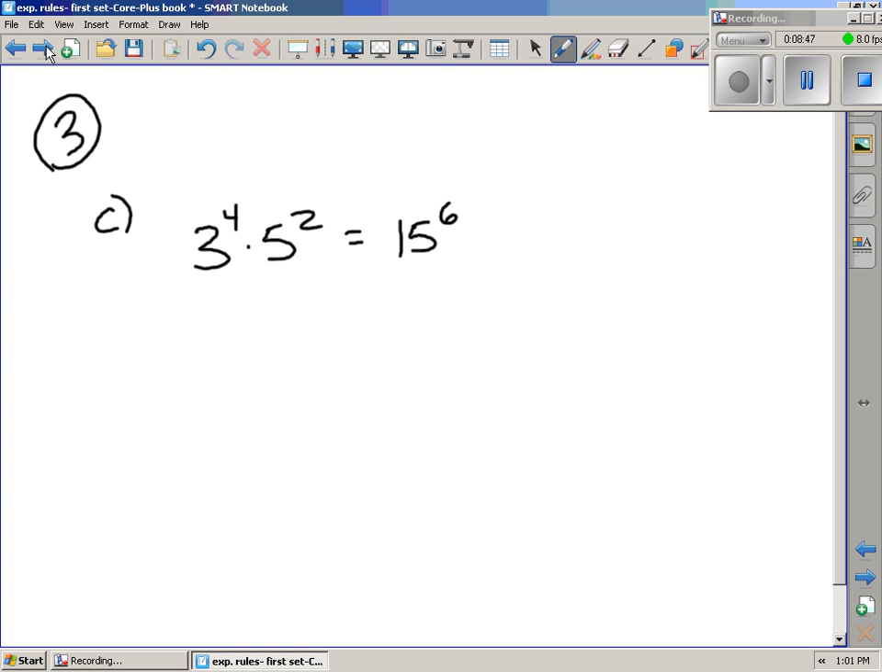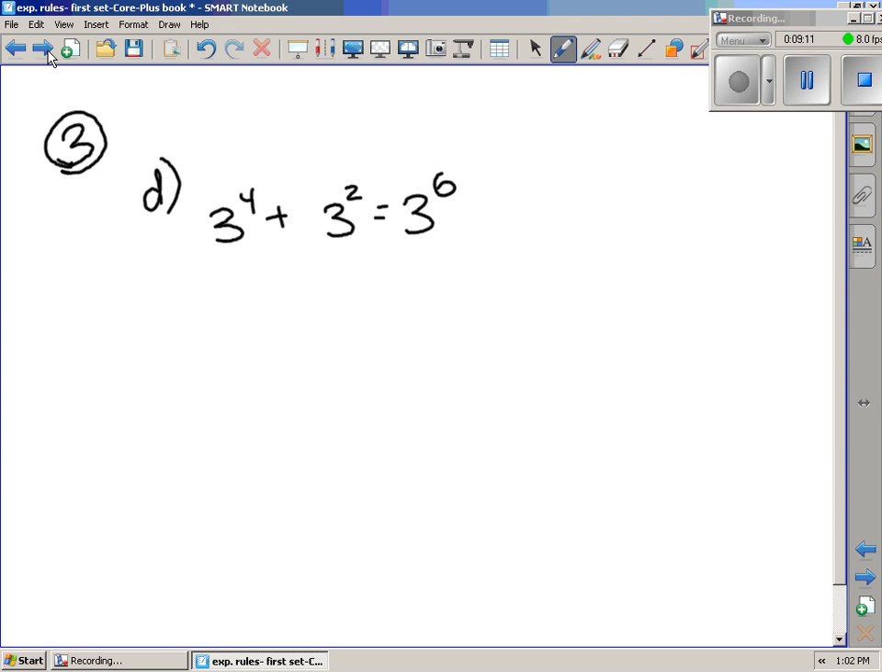In C, when we look at this, 3 to the 4th power times 5 to the 2nd power equals 15 to the 6th power. Here, they were getting more at the rule when they went ahead and added the 4 and the 2, but we still have an issue. This is not correct because the base is not the same. So you can't follow the rule where you add the exponents when the bases are not the same.